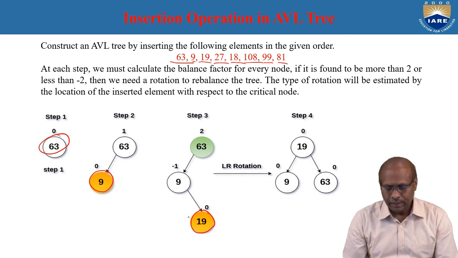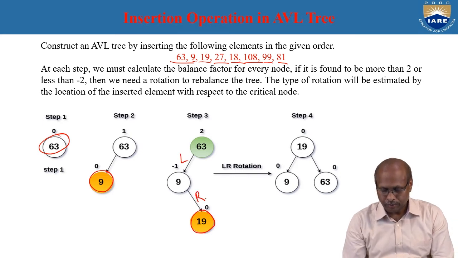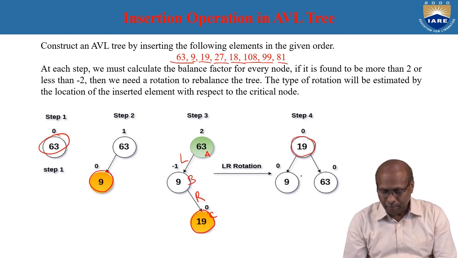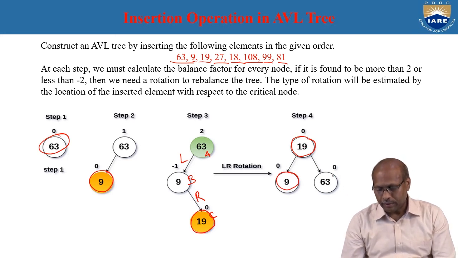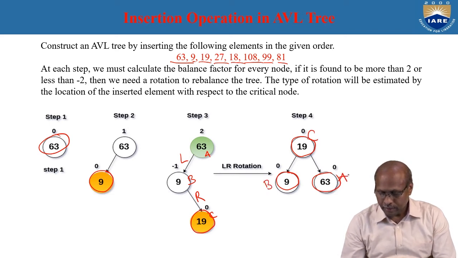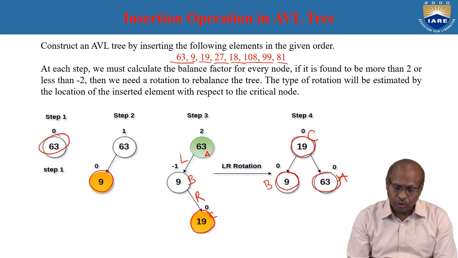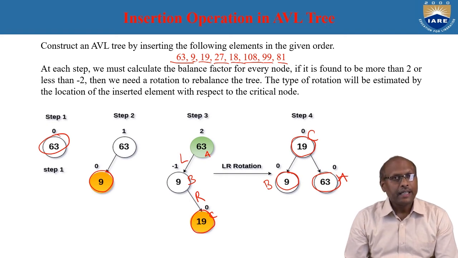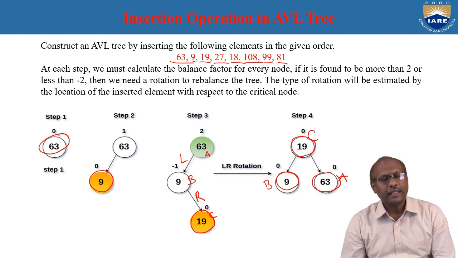It is a height imbalanced tree, so it requires LR rotation. When LR rotation comes, this is A, this is B, this is C. In LR rotation, C will always be the parent. So 19 is the parent, and B becomes left of C, and A becomes right of C. So C, B, A will come. So you should know whenever LR rotation comes, you make C the root, B the left of root and A the right of root.